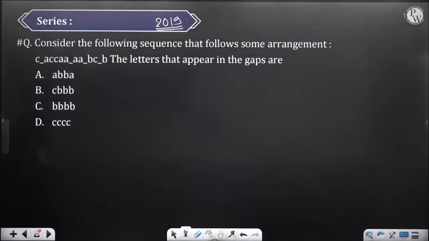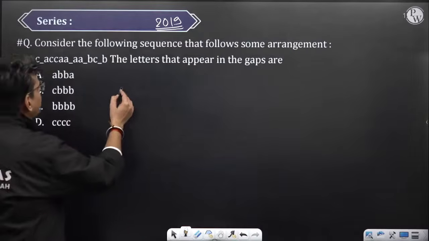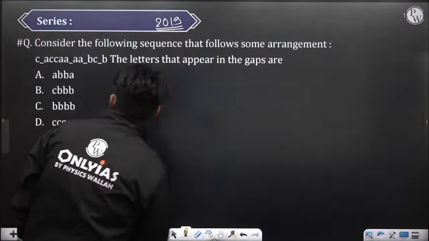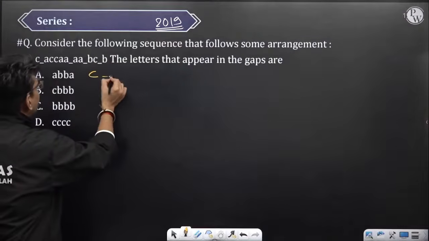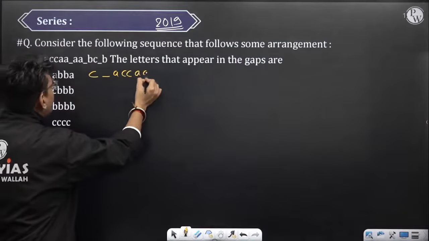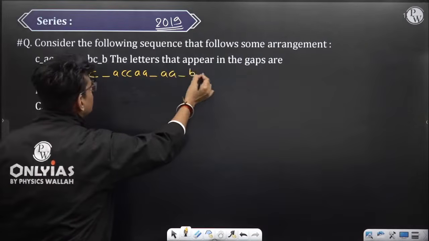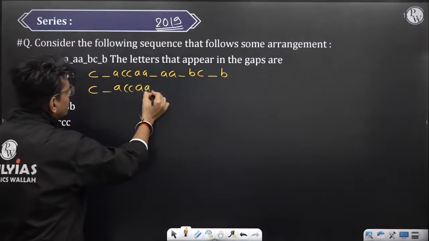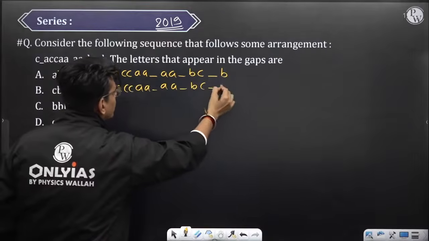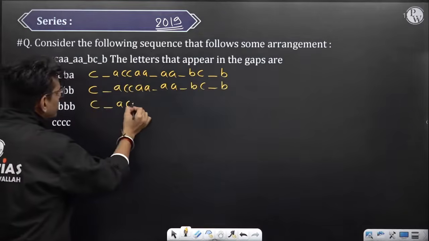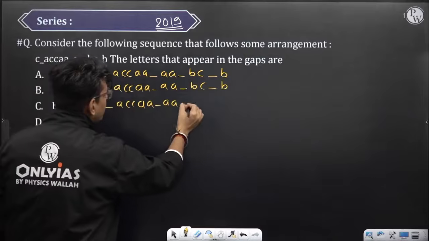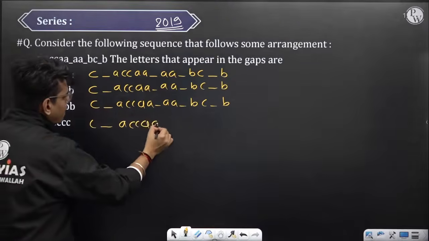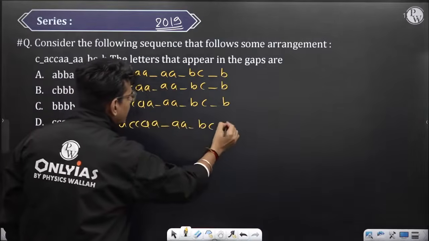C dash A, C C A A dash. Okay, so I am writing this. I can solve it by the second method. So C dash A, C C A A dash A dash B C dash B. Again C dash A C C A. Just look above and write quickly. Again C dash A C C A dash A dash B C dash B. Again C dash A C C A dash A dash B C dash B.